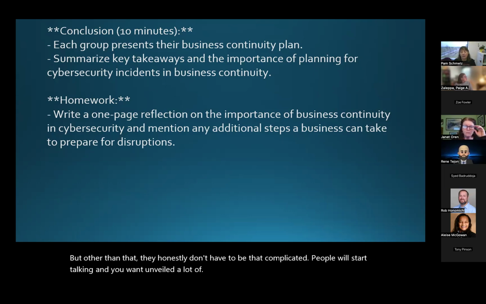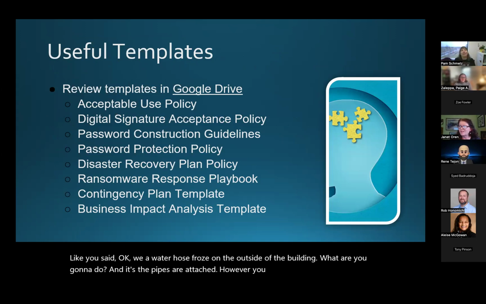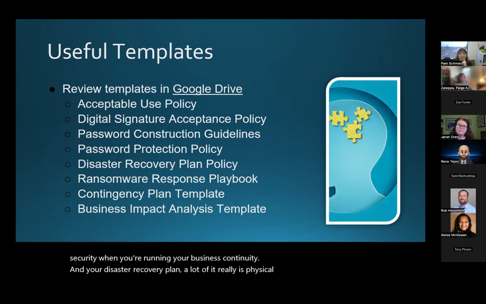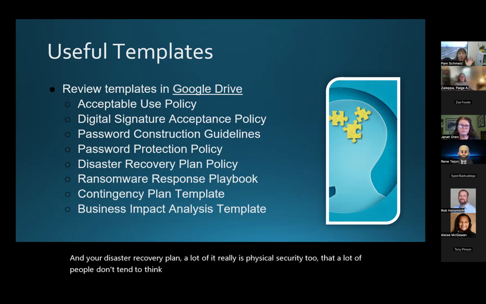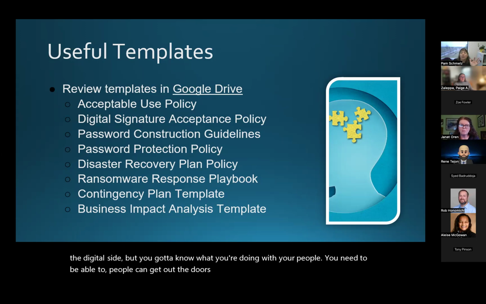Yeah. And the very simplest stuff, like you said, okay, a water hose froze on the outside of the building. What are you going to do? I think it's some of those most basic things that people don't think about, and a lot of stuff around physical security when you're running your business continuity and your disaster recovery plan. A lot of it really is physical security too, that a lot of people don't tend to think about, because you're kind of geared toward the digital side, but you've got to know what you're doing with your people. You need to be able to, people can get out the doors or can't break in the door, all that kind of stuff. So it's just as much physical as digital.